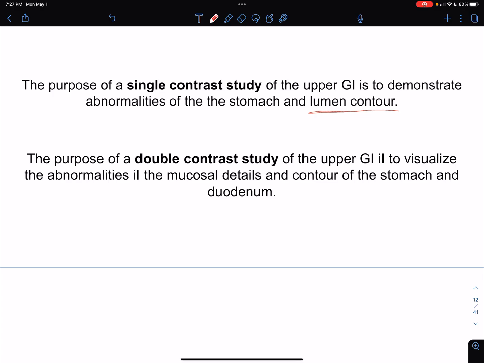The purpose of the double contrast study in the upper GI, that's a misspelling, and I can't fix it on this screen, is to visualize the abnormal. What in the world? I must have been having a typo issue that day. The upper GI is to visualize the abnormalities in the mucosal details and in the contour of the stomach and the duodenum. So those are some things that you need to keep in mind, because that will play a part in how a radiologist may want to address any kind of previously known pathology that they already know is there.